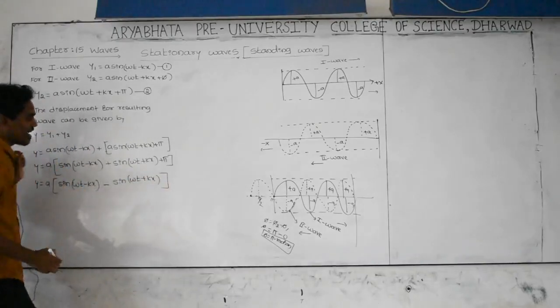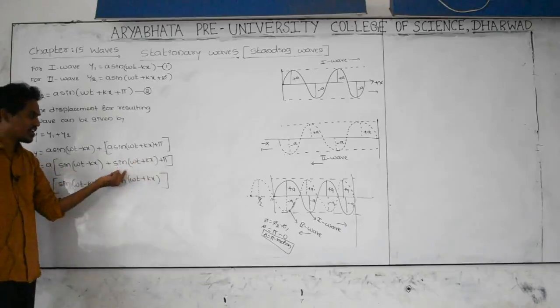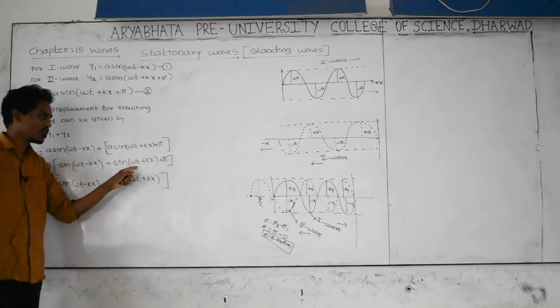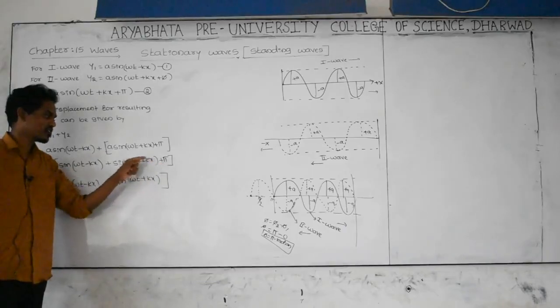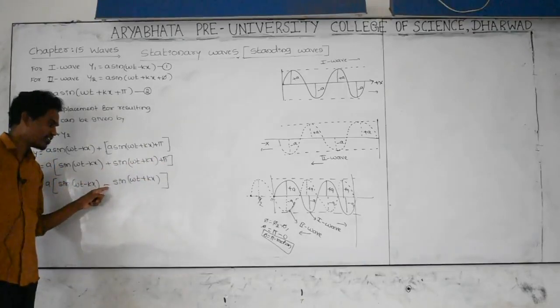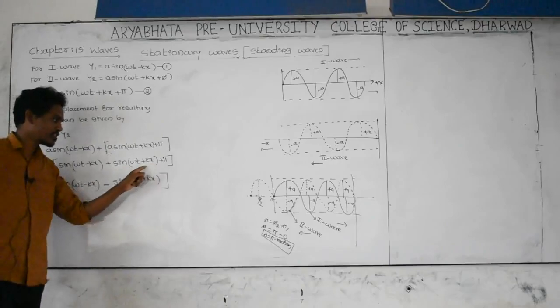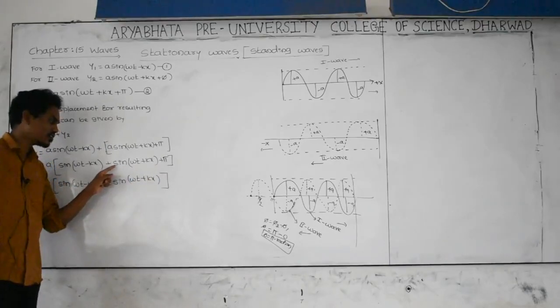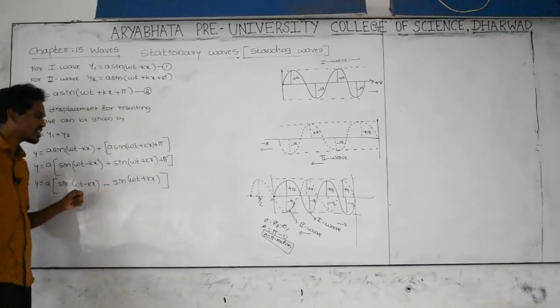Don't confuse here. I left 180. Sine of 180 plus theta: this whole term is a function of theta. Sine of 180 plus theta is in the third quadrant, and in the third quadrant sine is negative. Therefore sine of 180 plus theta is minus sine theta. In the third quadrant sine is negative, that's why I am taking here sine.